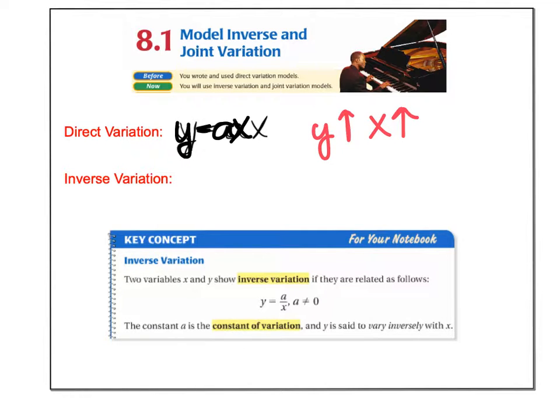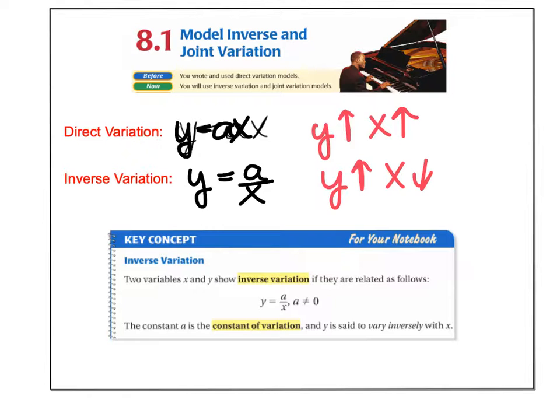Opposite that is inverse variation. That equation looks like this: y equals a constant of variation divided by x. And what happens in these situations is as y increases, x would decrease. It also works in reverse. If x is increasing, y would decrease.